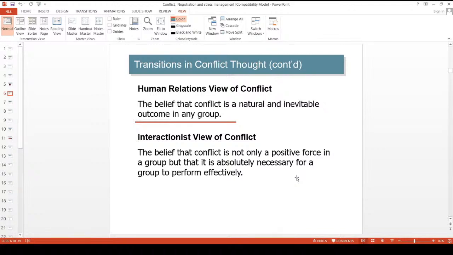Now, what is the background of this interactionist view? Whenever two different parties have different opposing views, they would consider different innovative ideas about how these things can be resolved. So that may lead to better organizational and group performance. So again, as you see, these views change from one point to the other.